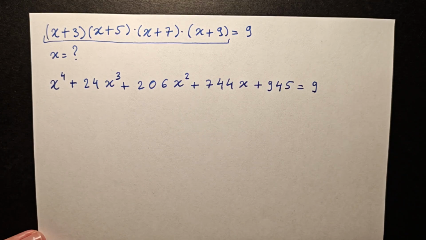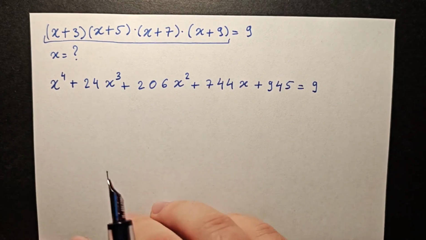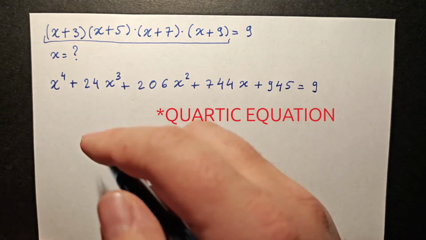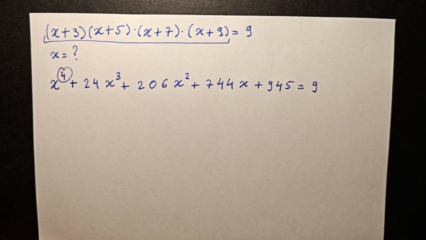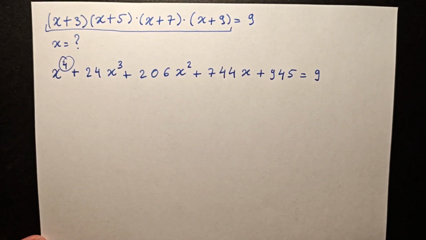A quick question, and an important one that I want to address at this point, is how many solutions do you expect to get for this equation? We have a polynomial equation here, where the highest degree, the degree of the leading term, is 4. That means that our equation has 4 solutions.